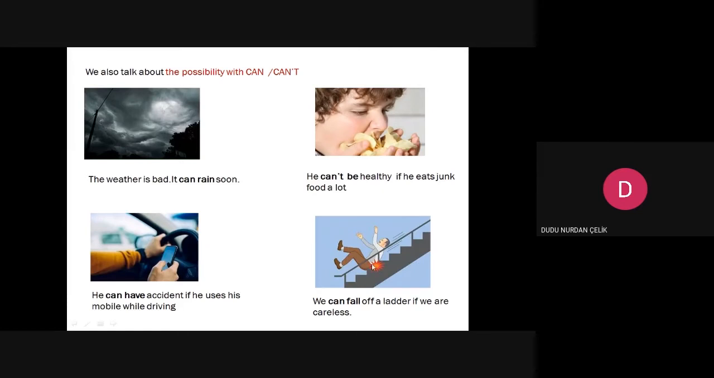Look at this picture. He's falling off the ladder. He's falling off the ladder because he's careless, or maybe his foot slipped. So we can give advice for ourselves and say we can fall off a ladder if we are careless. We shouldn't be careless. We should be careful. On the ladder, we can fall.